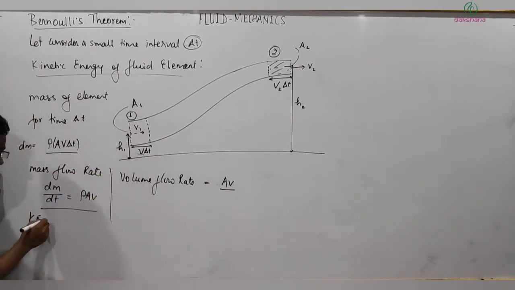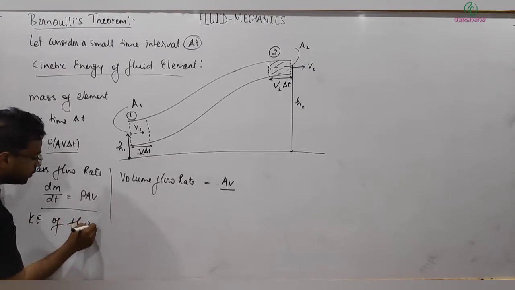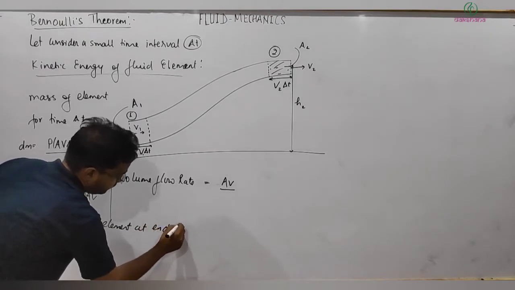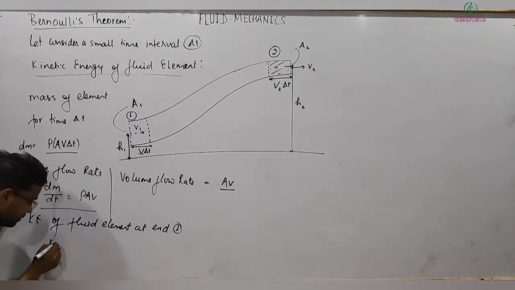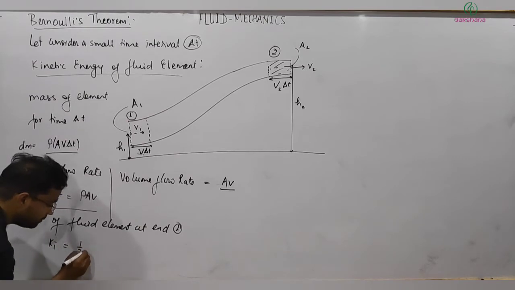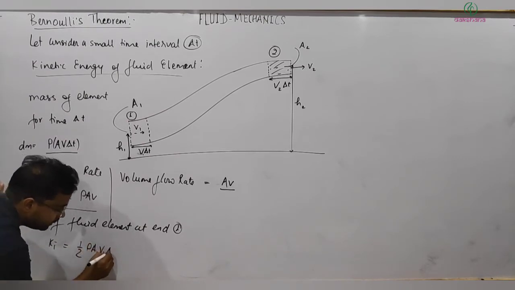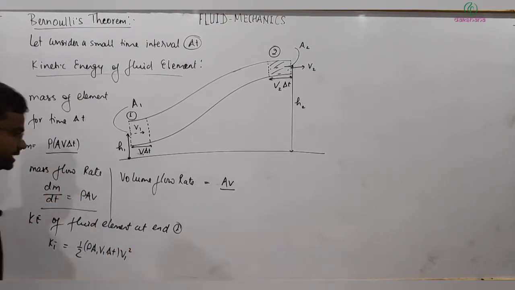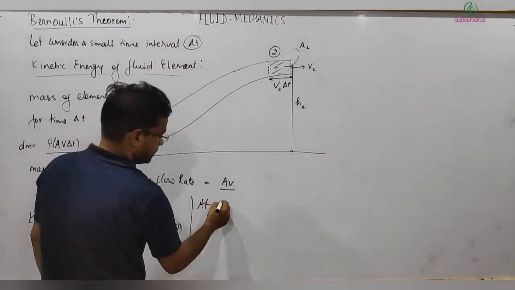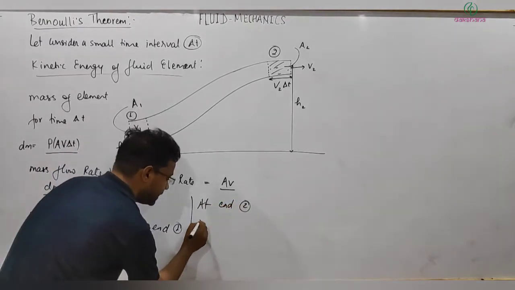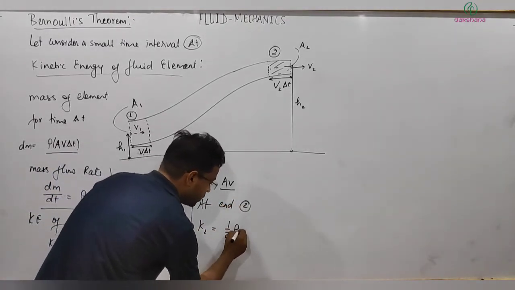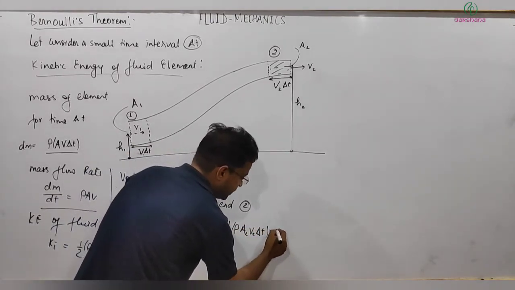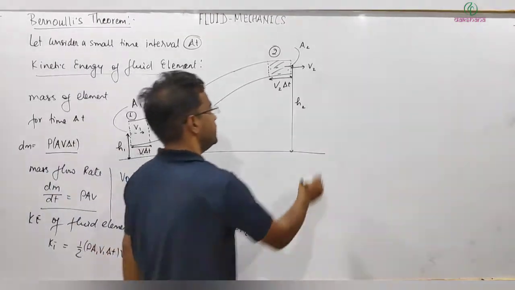So the kinetic energy of the fluid element at end 1, let's say K1, is equal to half rho A1 V1 delta T, this is the mass, multiplied by V1 square. Similarly at end 2, the kinetic energy K2 can be written as half rho A2 V2 delta T, this is the mass, multiplied by V2 square. This is the kinetic energy at end 2.